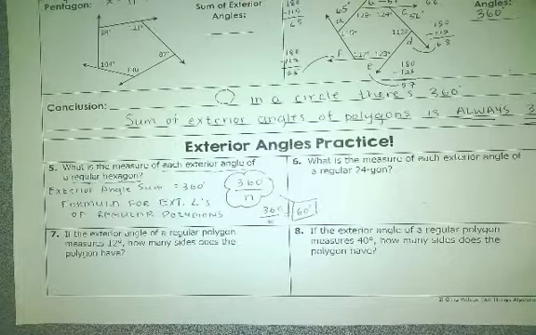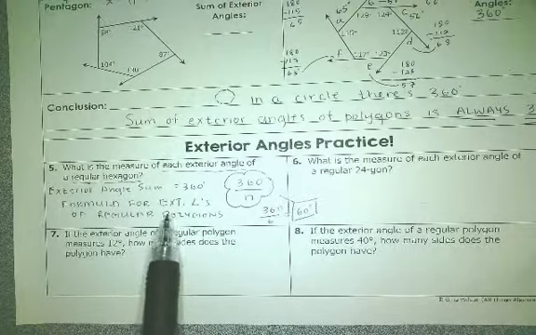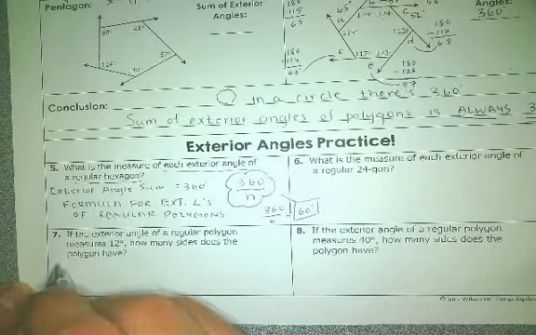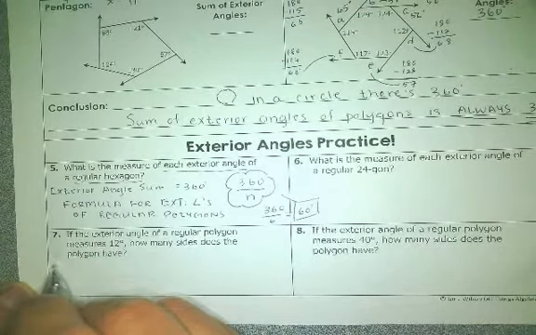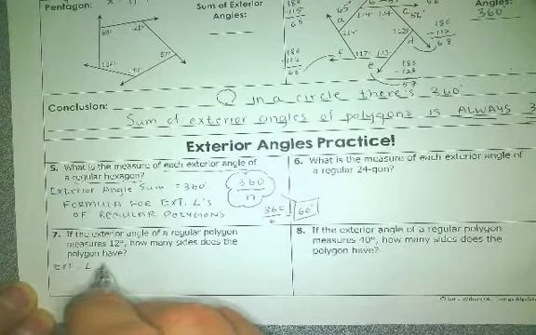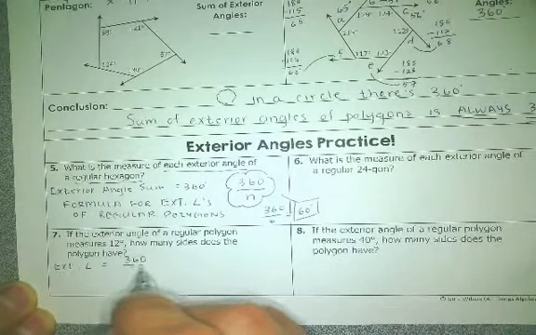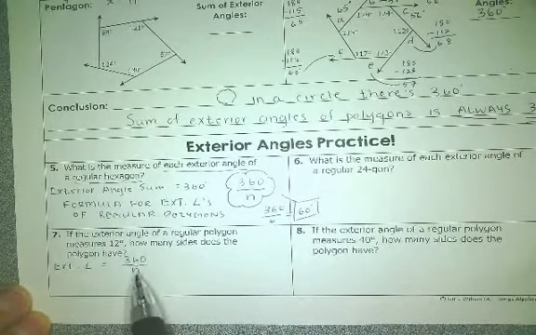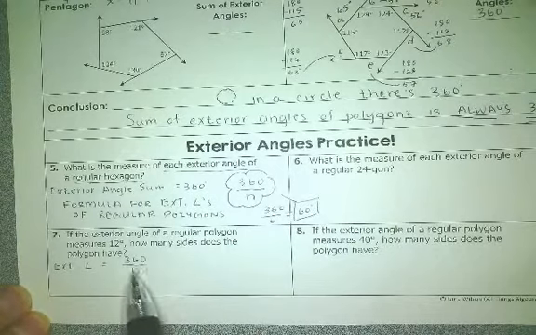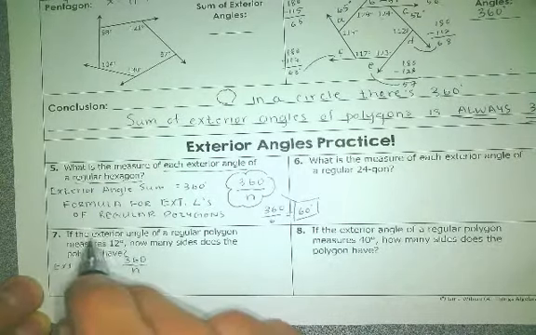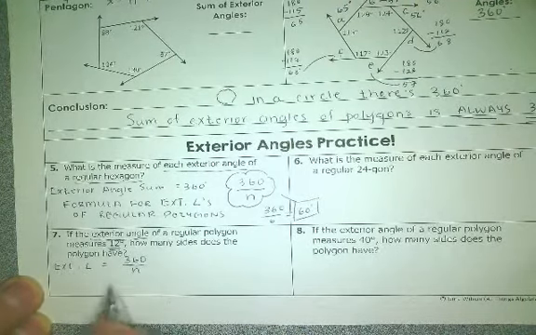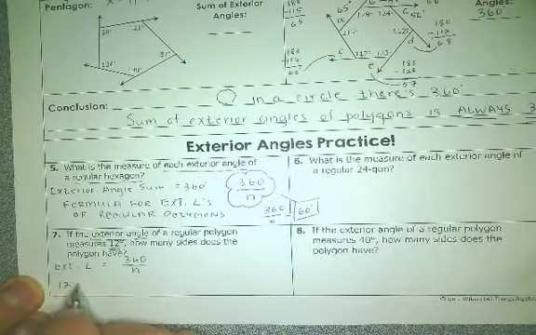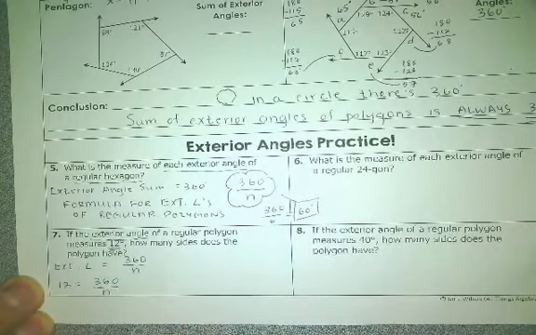All right, let's go ahead and take a look at number 7. If the exterior angle of a regular polygon measures 12 degrees, how many sides does this polygon have? So we're gonna take this same formula. We're gonna use it down here. So we have exterior angle is equal to 360 divided by n. We're solving for n this time. We know what the exterior angle is. The exterior angle is 12 degrees. So I'm gonna plug in all this information. So we have 12 equals 360 divided by n.